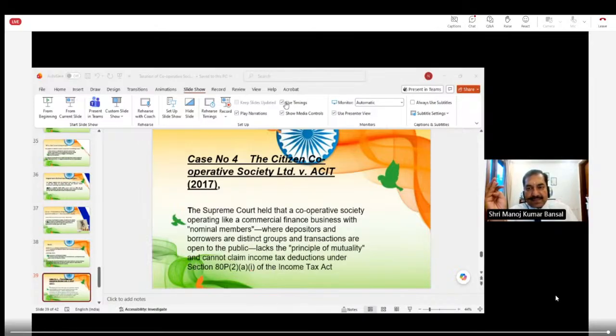Okay, fine. So it means they will not be getting any benefits under whatever you discussed. No benefits with regard to that. Okay, fine.